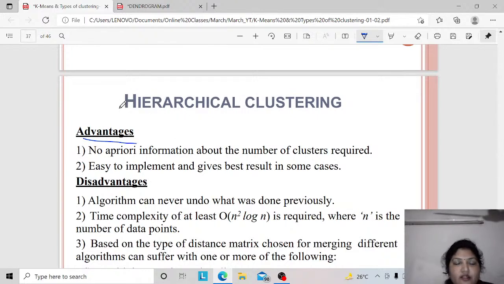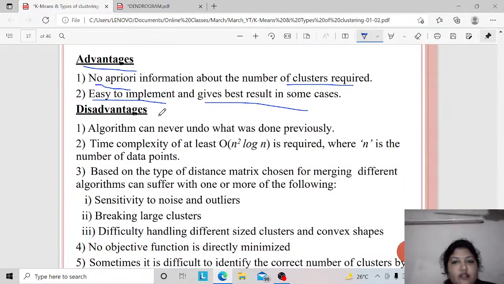Advantages. What are the advantages of hierarchical clustering? No prior information about the number of clusters is required. It is easy to implement and gives the best result in some cases. So what are the disadvantages? The algorithm never undoes what was done previously. Yes, so once you make the cluster, you cannot go back out of it, right?